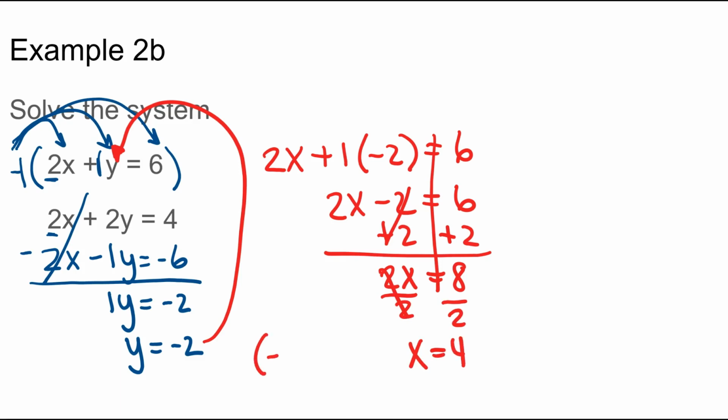Now, a common mistake would be to write them in the order that you got them, but this is not our x and this is not our y. So you want to be really careful. Sometimes we find our y first, which means it's going to be 4, negative 2.